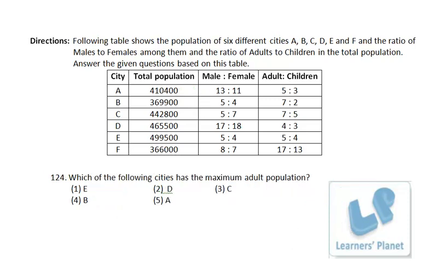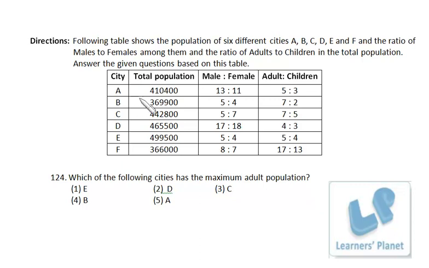Now let's see this question. It's a bit lengthy actually. Not at all difficult, but a bit lengthy. So out of I think 5 questions, 1 or 2 may be lengthy for any particular set of data interpretation. Here in this case, which of the following cities has the maximum adult population? So precisely we have to find out the number of adults in each city. Okay, now just take the first one.